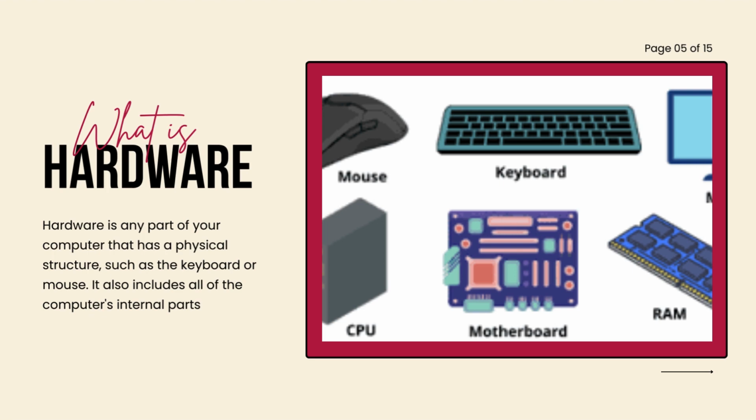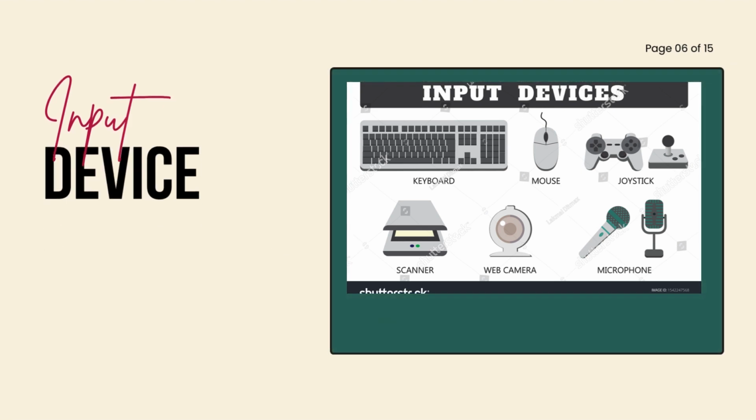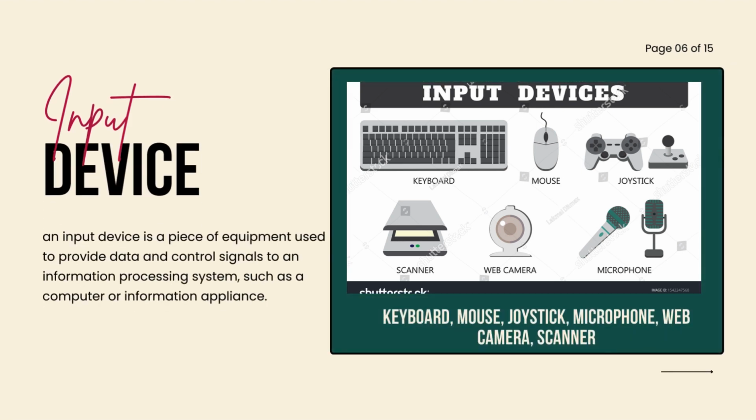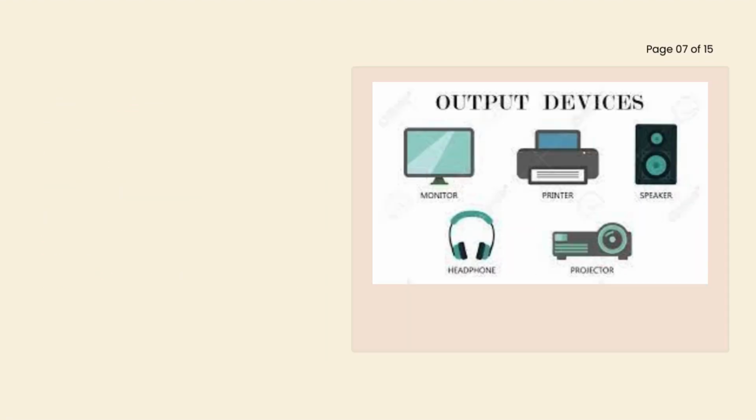So there are two types of devices that allow interaction between the computer and an end user, which are input devices and output devices. These devices are hardware and component parts of the computer system. Both types deal with information and ensure the system works effectively. So this is an input device. An input device is a piece of equipment used to provide data and control signals to an information processing system, such as a computer or information appliance. Examples of these are keyboard, mouse, joystick, microphone, web camera, or scanner.